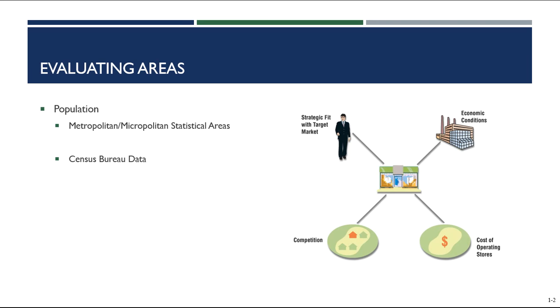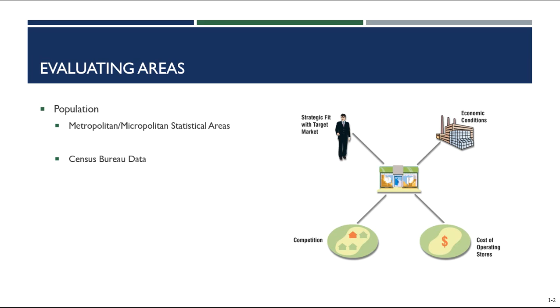And there are many ways to find the population of an area or areas when you're choosing where to locate your retail store. Two places I always check are the Census Bureau data and then the tapestry data that we discussed in Chapter 4 to make sure the area fits with our target market. Another thing to look at is what we call the metropolitan statistical area data or the micropolitan statistical areas.